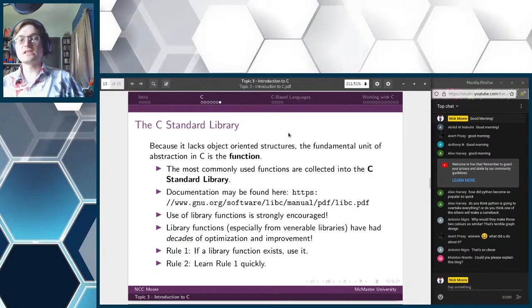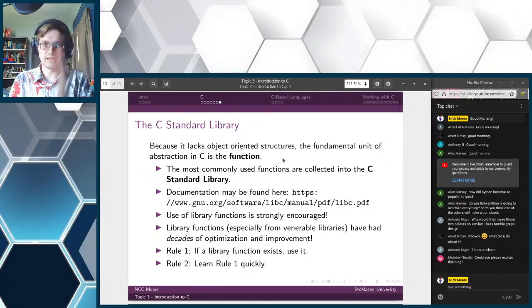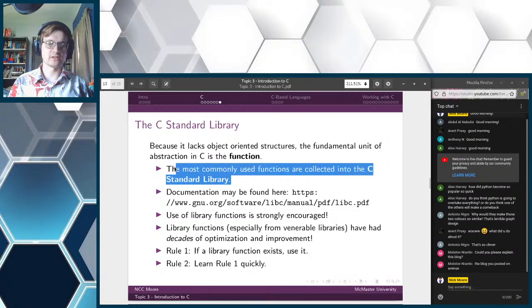So the C standard library, because it lacks object-oriented structures, the fundamental unit of abstraction in C is the function. So C does not have object-oriented. It is a purely imperative language. There's no object-oriented in it. The most commonly used functions are collected into the C standard library.